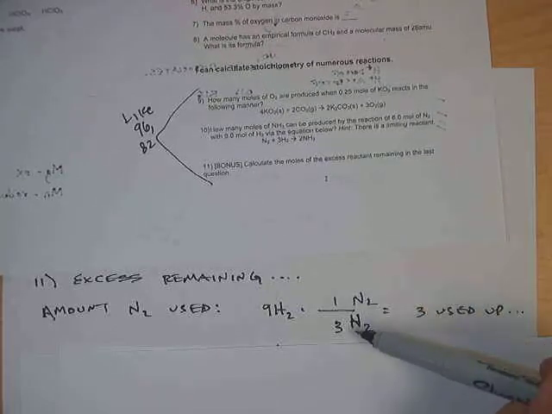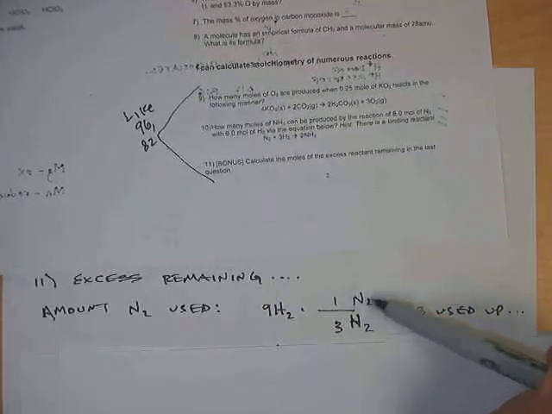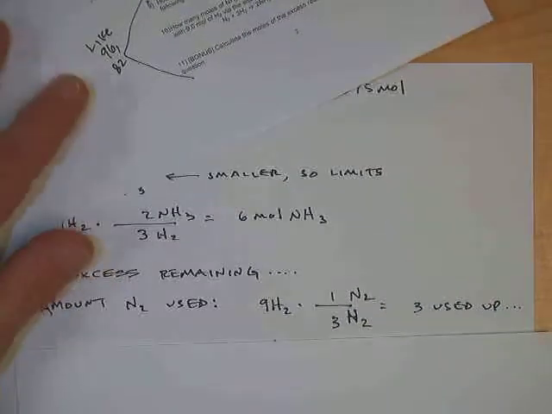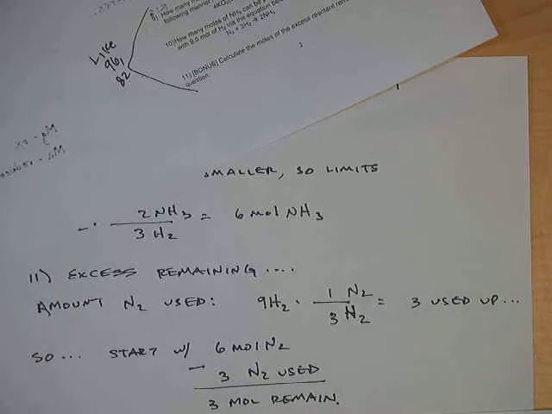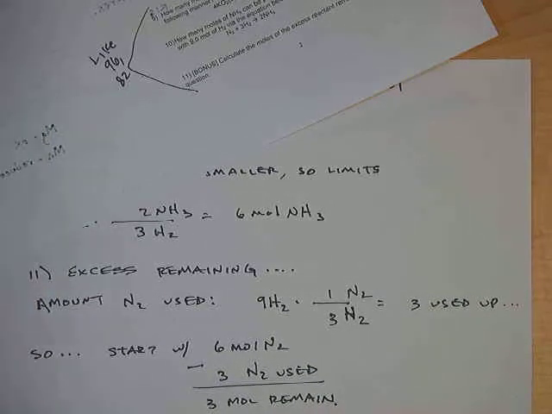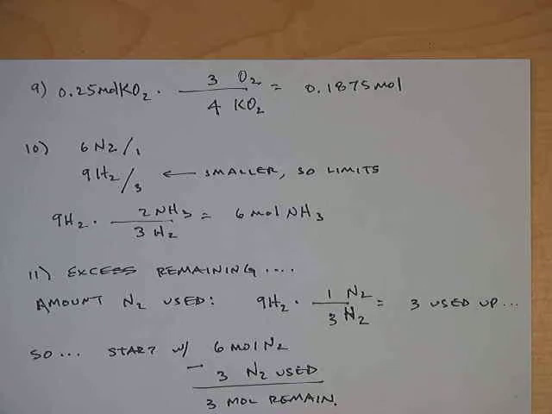The excess reagent is N2, and if you look at the balanced chemical equation, once again, there is 1 nitrogen for every 3 hydrogens, so that's why I wrote 1 nitrogen on the top, because that's my desired unit. I want to find out how much of that I'm going to use with 3 hydrogens. So 3 of them are used up. I started with 6 nitrogens, I used 3 up, so 3 moles remain.